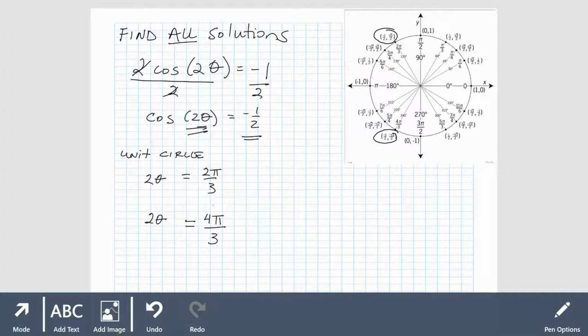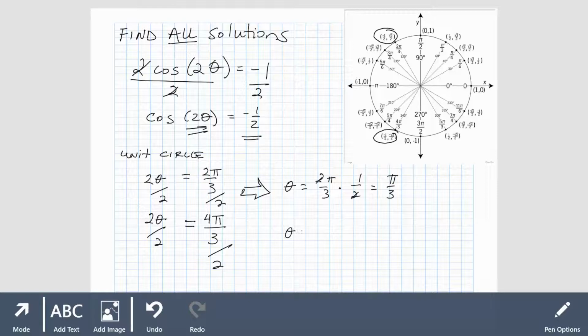So within the unit circle, I have 2 places where the cosine takes on this value. But then I have to take a step back and actually finish solving for theta. So we're going to have to divide each of these equations by 2 to get theta by itself. When I do the top one, 2 pi over 3 divided by 2, that's the same as multiplying by 1/2. I can do a little bit of reducing, and that first solution is going to happen at pi over 3.